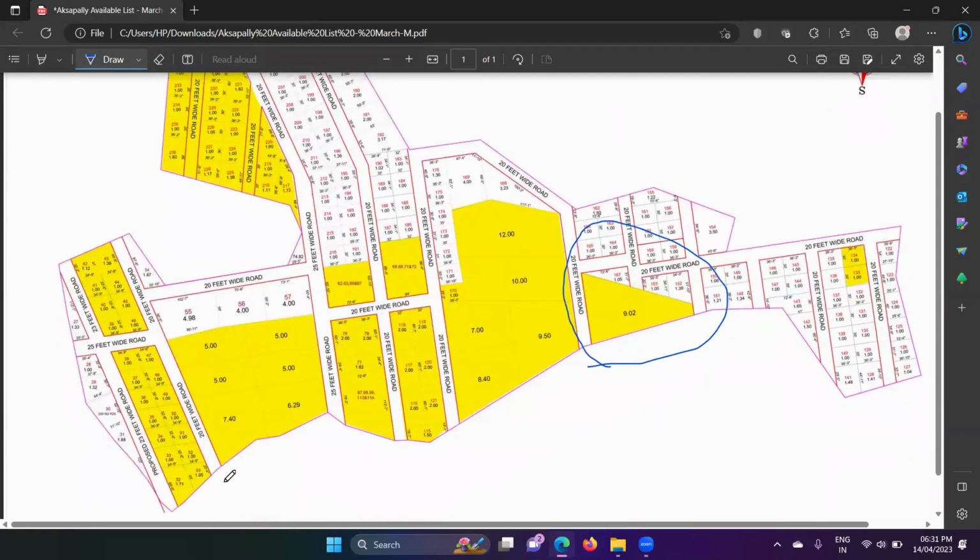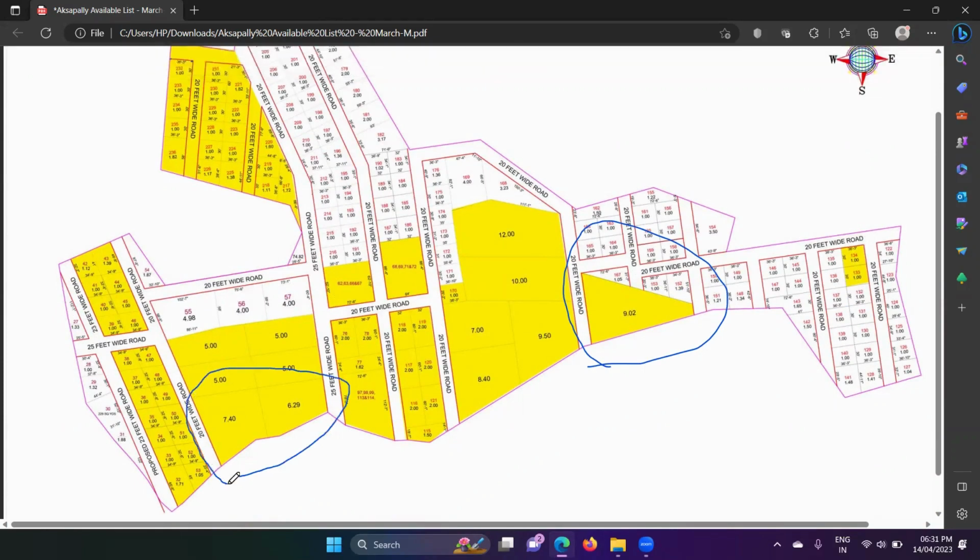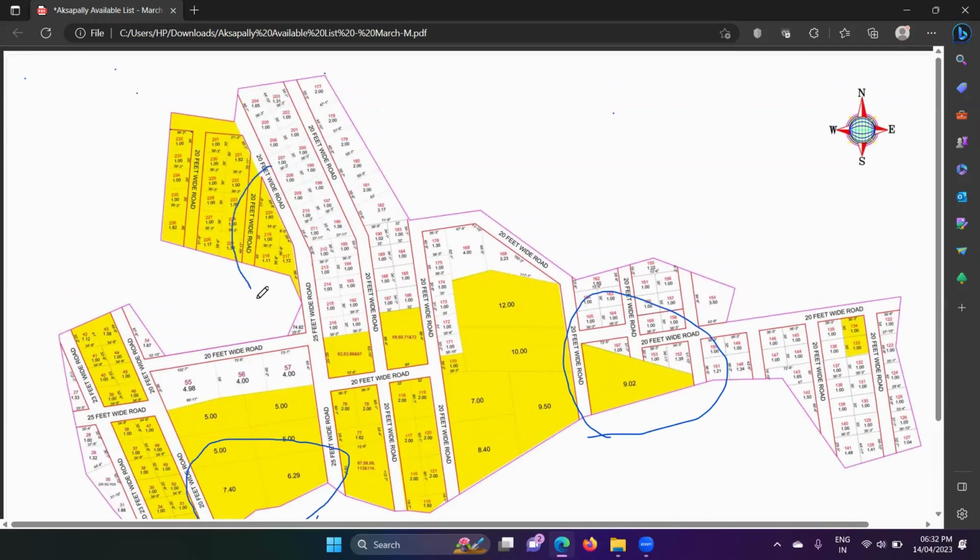This is one more. It's a kind of square or rectangle, but a different shape here. And look at this, this is a completely different shape. And if you see this property, there is a cut over here. Like this, there are so many cuts, so many different shapes of properties. You can see this property also, it's a different shape.